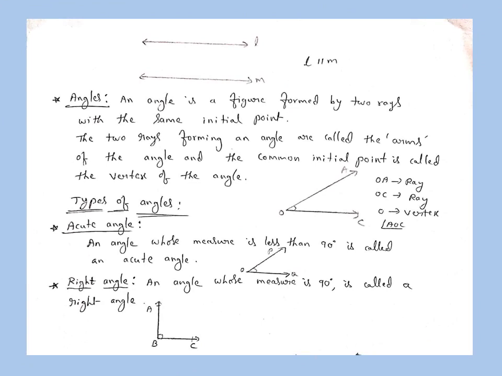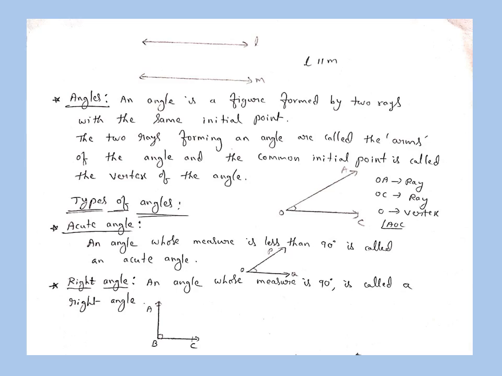An angle is a figure formed by two rays with the same initial point. The two rays forming an angle are called the arms of the angle, and the common initial point is called the vertex of the angle. OA is a ray and OC is also a ray, and these two rays meet at a point O, which is known as the vertex. This is denoted by angle AOC.